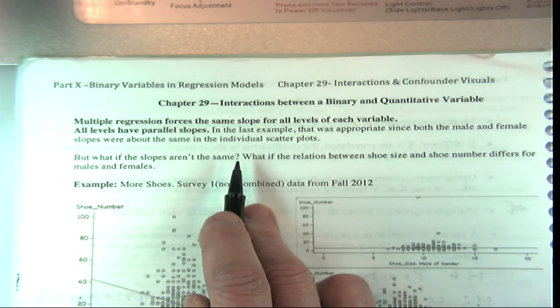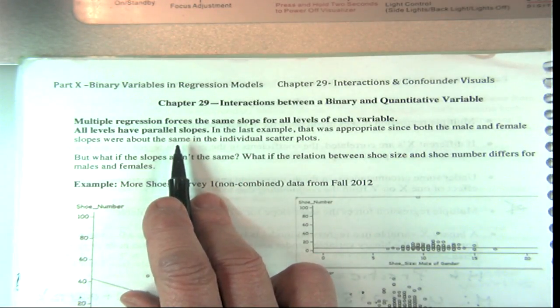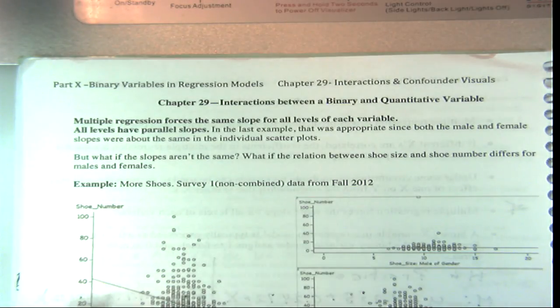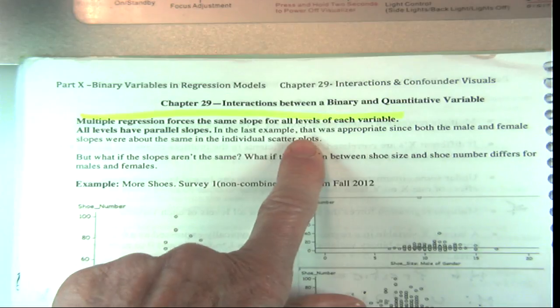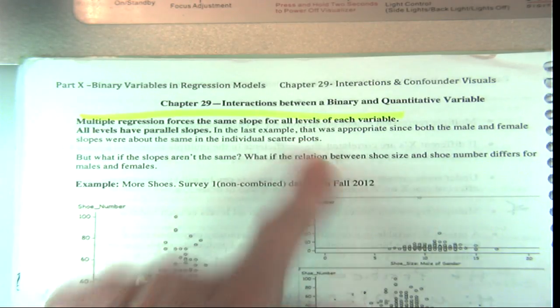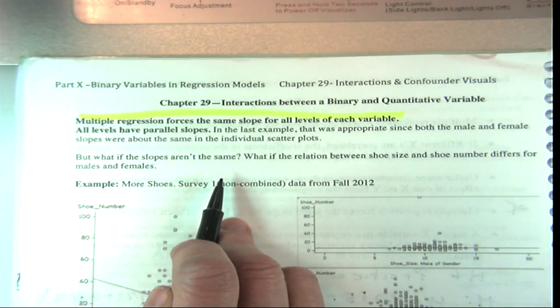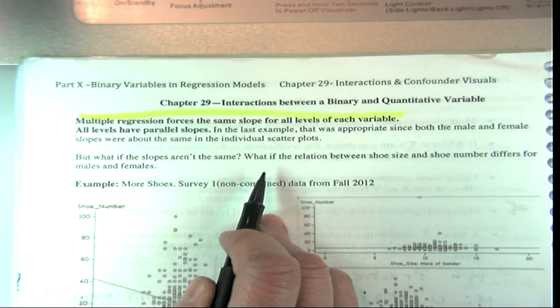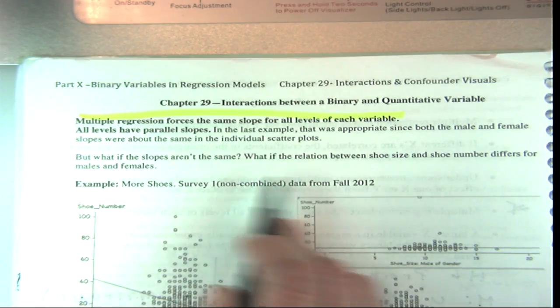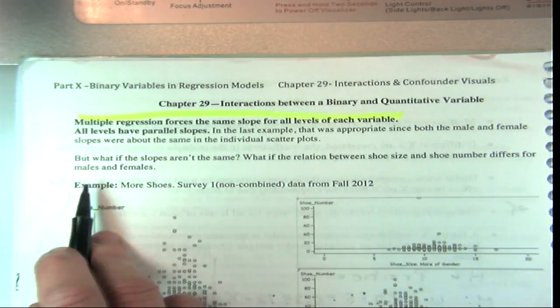So multiple regression forces the same slope for all levels of each variable. So all the levels have parallel slopes. This is really important, so I should highlight it. In the last example, that was appropriate because both the males' and the females' slopes were about the same in the stratified plots. But what if they're not the same? What if the relationship between shoe size and the number is different for males and females?